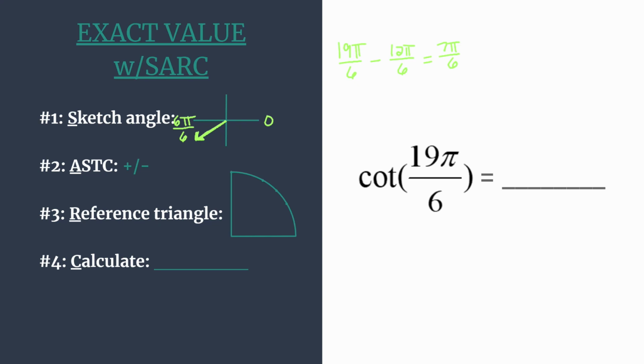Now we're ready to move on to step 2, where we determine our final sign. Should it be positive or negative? Think of A.S.T.C, all students take classes, and that's going to help you know which trig functions are positive in each quadrant. Working from quadrant 1, they're all positive there. Sine and cosecant are positive in quadrant 2. Everything else is negative. Tangent and cotangent are the positive ones in quadrant 3. And cosine and secant are the ones positive in quadrant 4. So we're here in quadrant 3. We know that tangent and cotangent are going to be positive, and thus our final answer will be positive because we're finding the cotangent of 19 pi over 6.